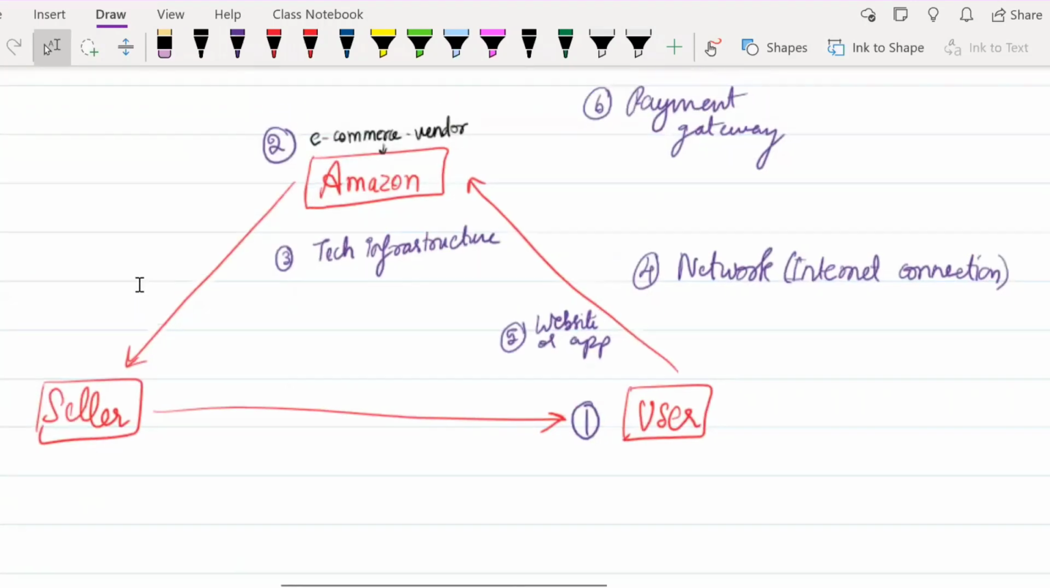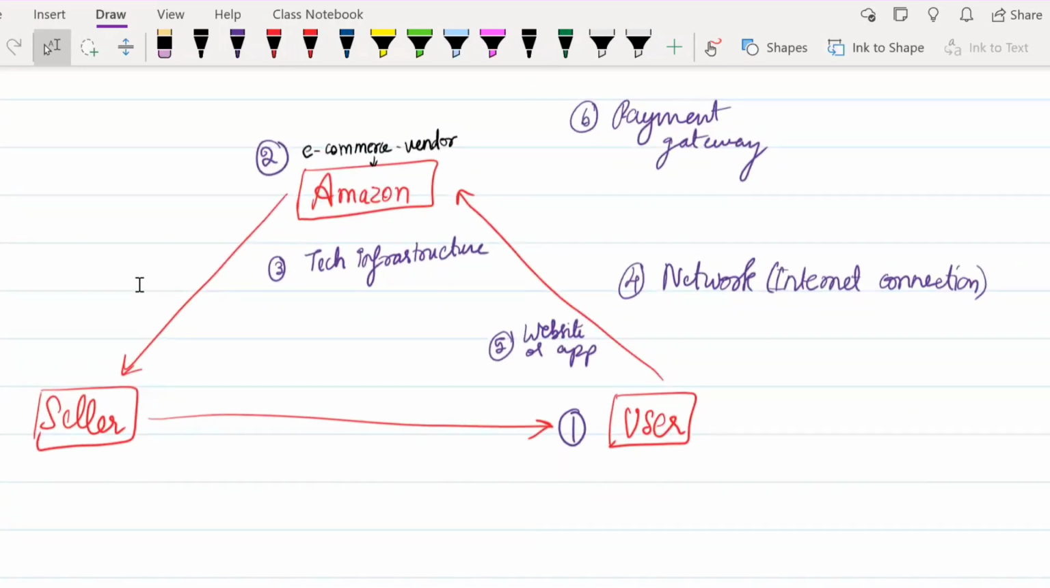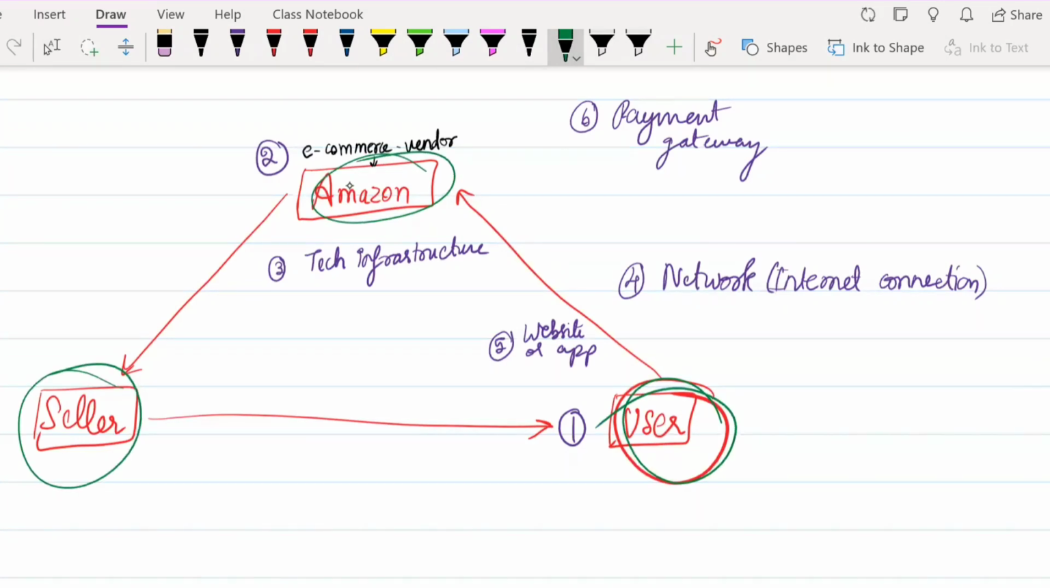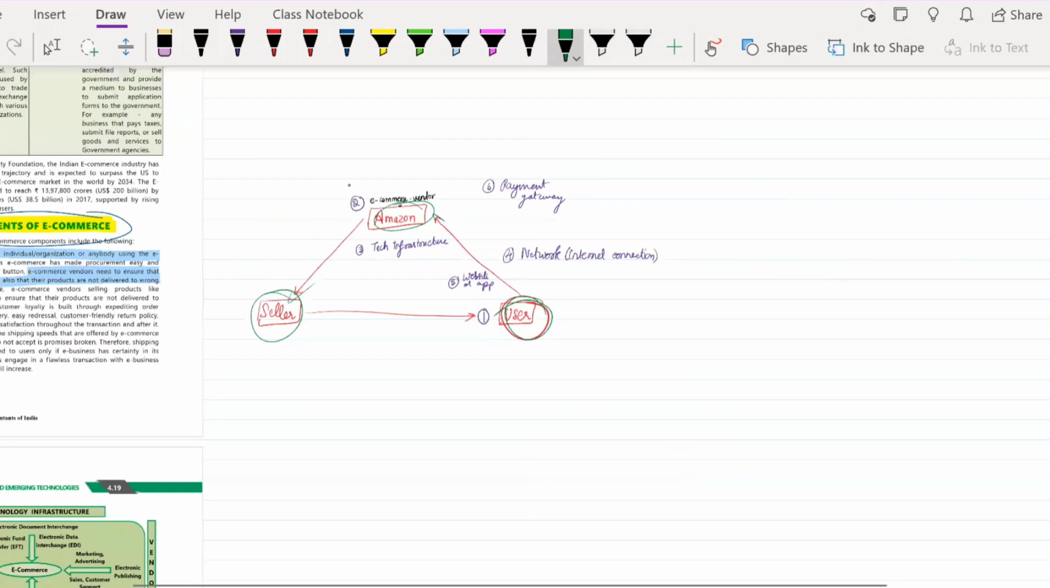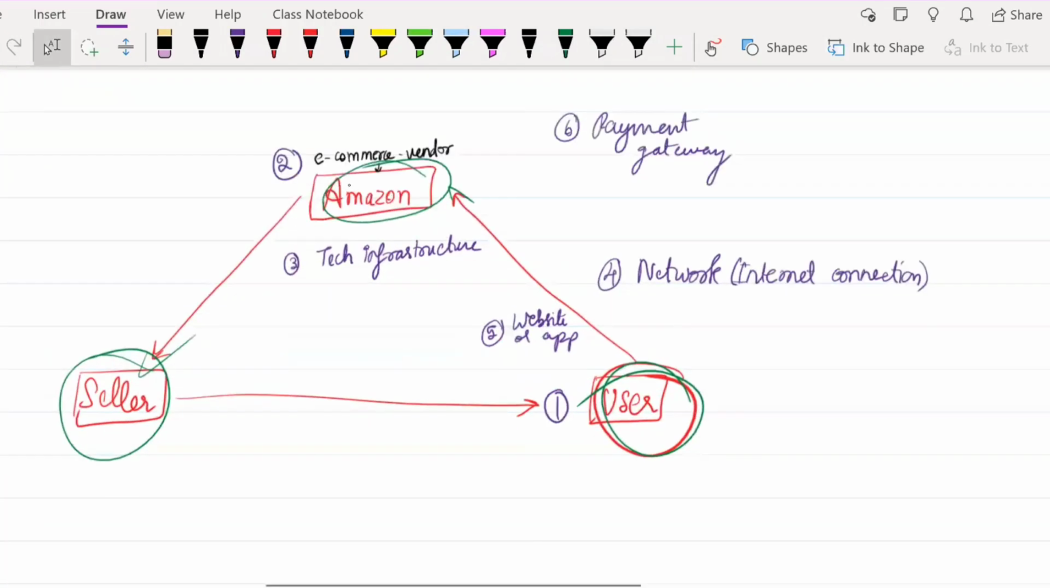So now we are going to start with the components of e-commerce. Here, just see this example. As I've already told you, there will be a user, there will be a seller, and there will be Amazon. The user will try to buy a product from Amazon, Amazon will procure it from the seller, and the seller will deliver it to the user. Correct. So in this whole e-commerce transaction, what are the different components that we are able to see?